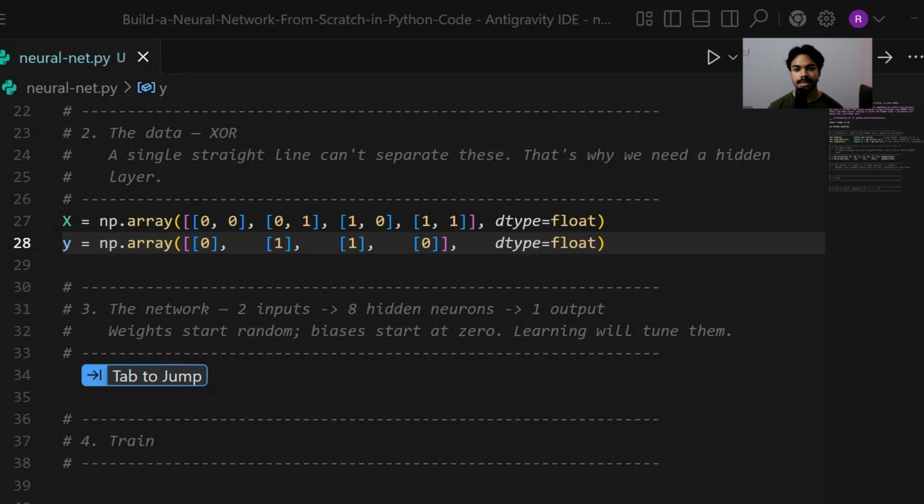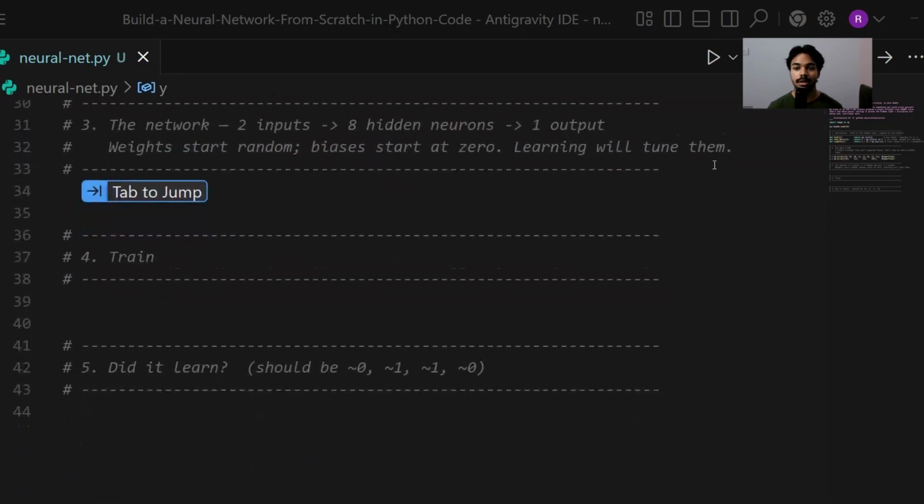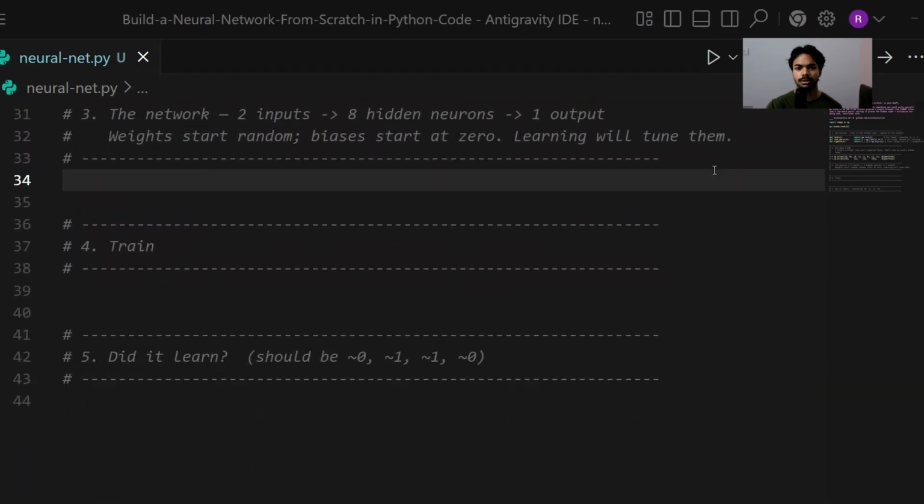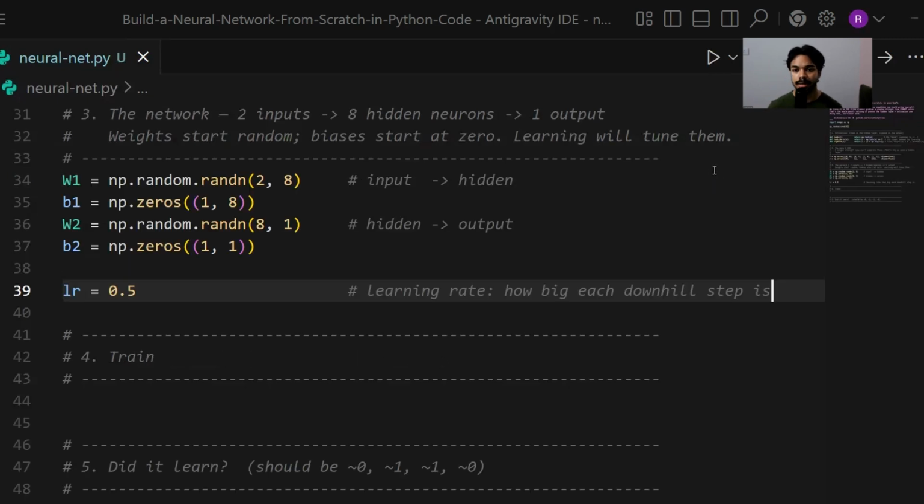Now we build the network itself. And this is going to be smaller than you expect. Two inputs going into a hidden layer of 8 neurons going into one output. That's the whole architecture. The connections between layers are just grids of numbers. We call them weights. And we start them off completely random. The biases we start at 0. Right now, this network knows nothing. It's random noise. Our job is to teach it.